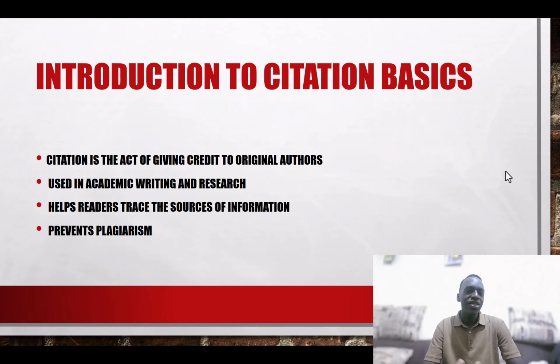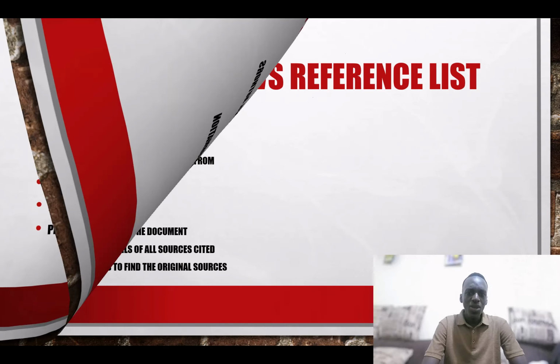Citation is simply the act of giving credit to the original author. Because we realize that in academic writing or in our research, we don't own the information that we find on social media or in the library work that we do. So giving credit to the authors is what they call citation. It is used in academic writing and research. Remember, we don't own information. If you have not come up with an idea, we don't own that idea. So citation will help you prevent plagiarism and it helps the readers to trace back the sources of the information.